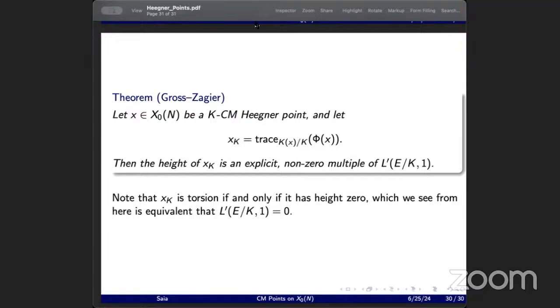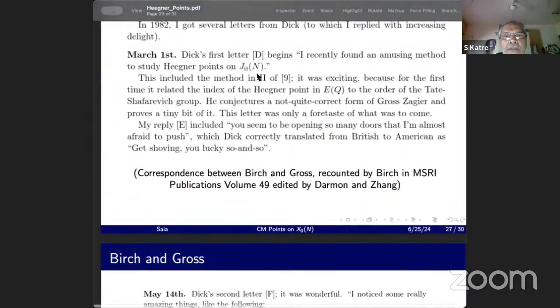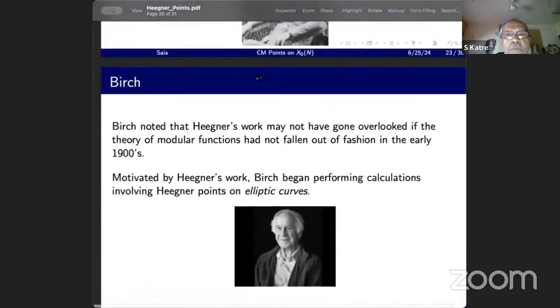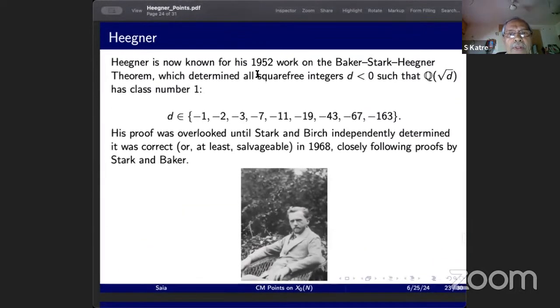Thank you for the wonderful talk. Any questions? Actually, this class number 1 imaginary quadratic fields, Stark-Heegner theorem that you have mentioned, and also the name of Baker is mentioned. So what is the contribution of Baker in that? Or did he also prove the same thing?